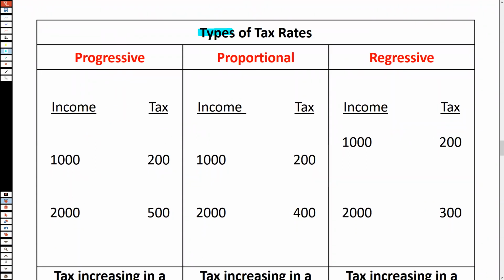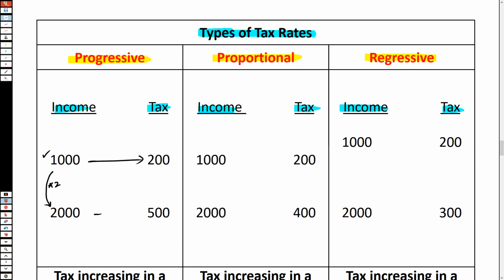Types of tax rates. There are mainly 3 types of tax rates: progressive tax rates, proportional tax rates, and regressive tax rates. To understand this thing, let's say we have 2 columns in each separate heading, the income and tax. Let's say you are getting an income of 1000 and you are paying tax of 200 on 1000. Your income is increased to 2000. It means your income has increased with a proportion of 2.